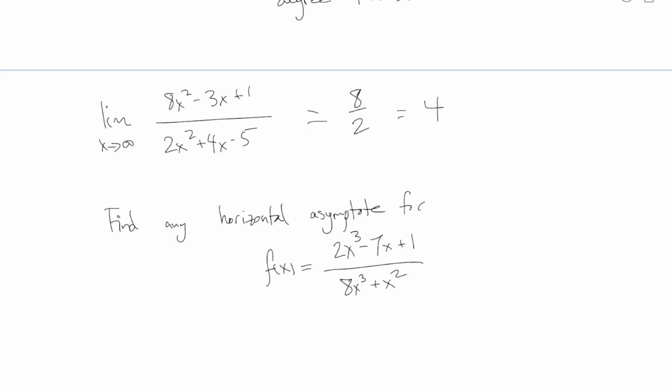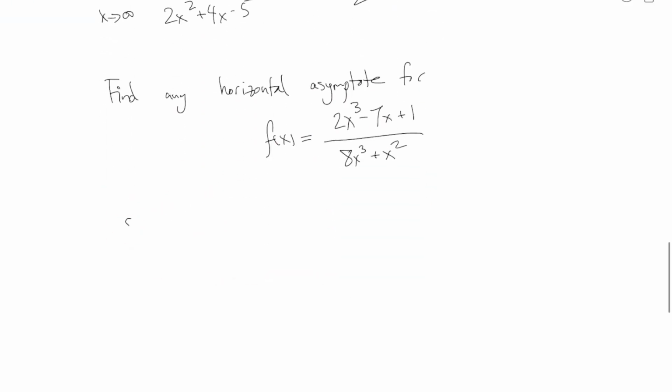Find any horizontal asymptote. Now, this sounds like a completely different question, but you will recall that a horizontal asymptote is the same thing as asking about what is the limit as x goes to infinity. It means where does the graph go when the x value gets super big. So this question, find a horizontal asymptote, is just the same as if I were to ask you what is the limit as x goes to infinity of that same thing.